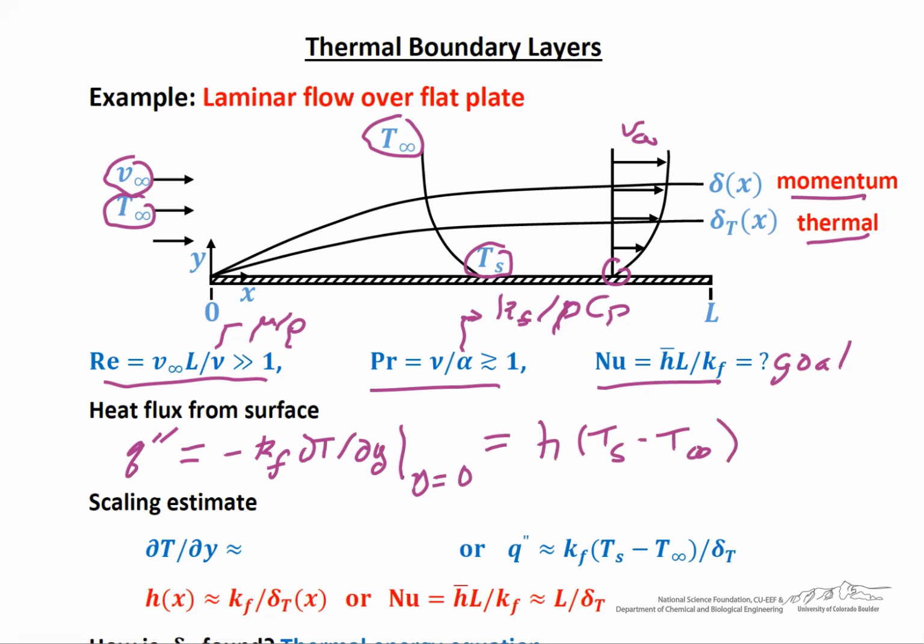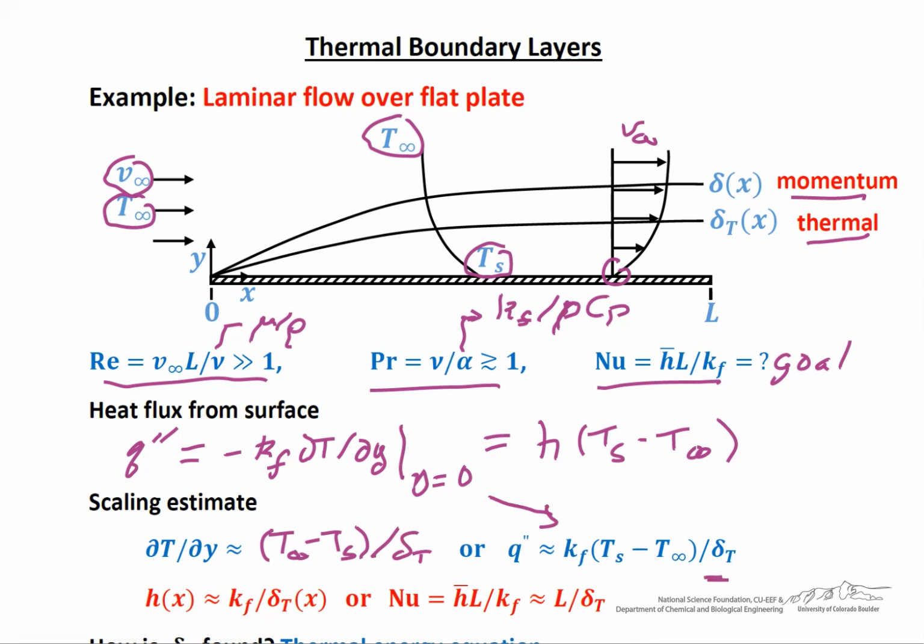We'll start with a scaling estimate. And so we're going to estimate that temperature derivative as the temperature at the top of the boundary layer minus the temperature on the plate divided by the thickness of the boundary layer. And that's an order of magnitude estimate for that derivative. And then we can plug that into Fourier's law, and we get an estimate for the heat flux. And it's inversely proportional to the thickness of the boundary layer.